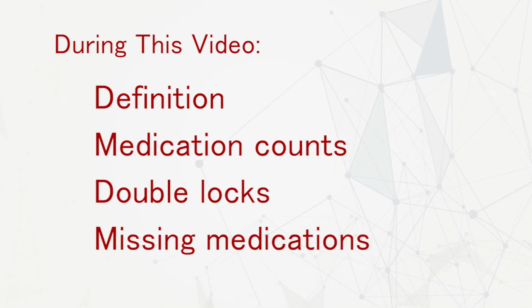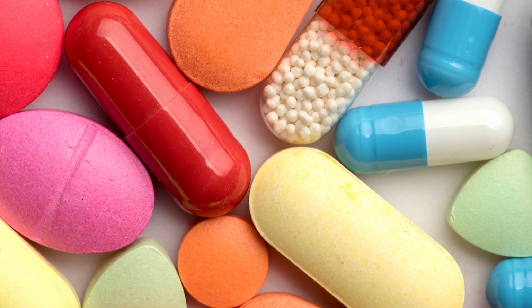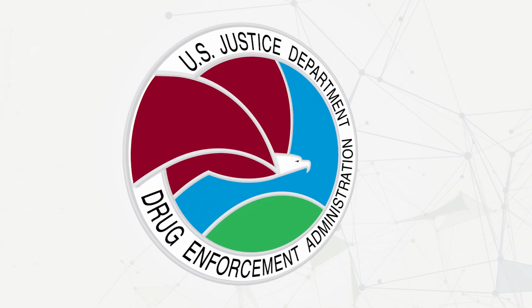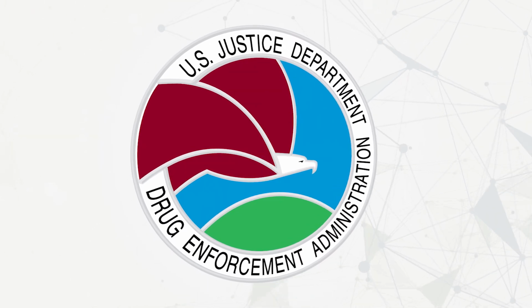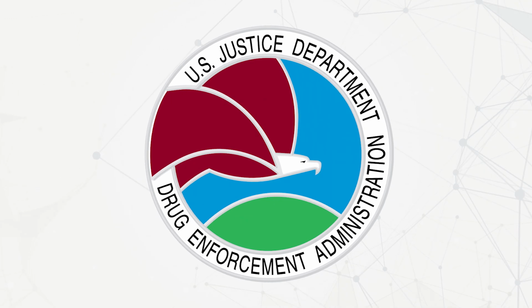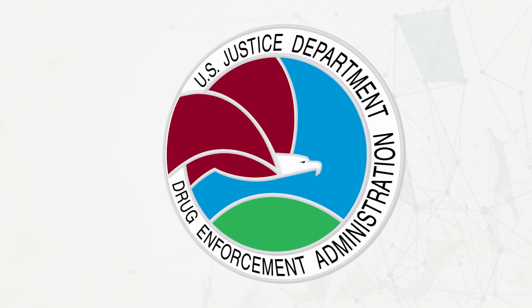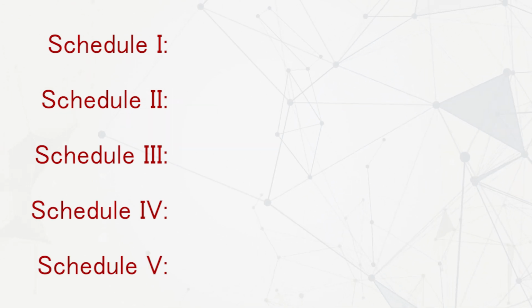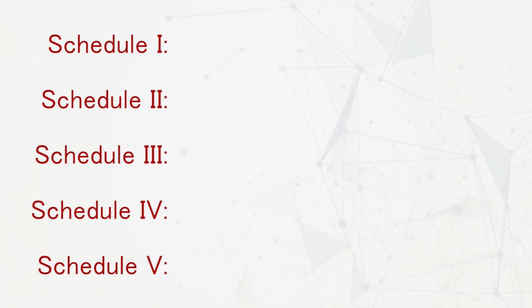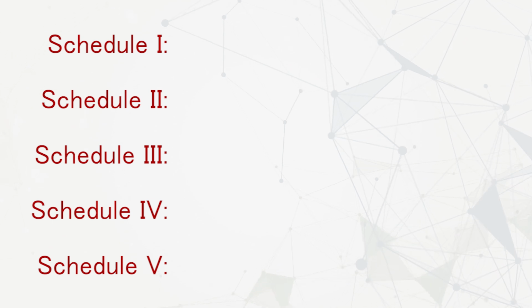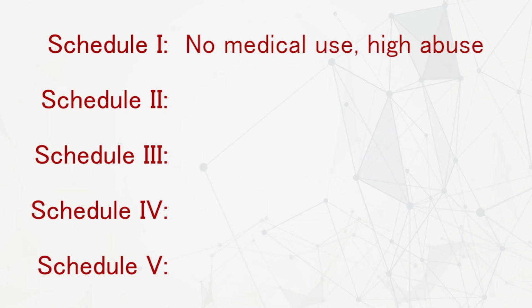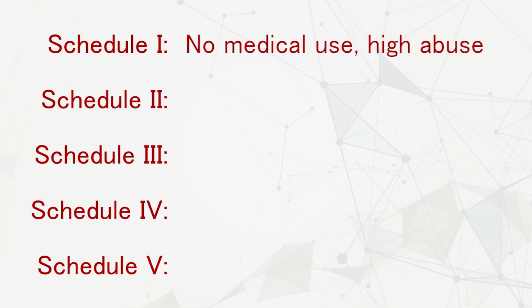Controlled substances are drugs that could have a detrimental effect on a person's health or welfare. These drugs are regulated by the federal government, and possession of them without an appropriate prescription is illegal. Controlled substances are categorized into one of 5 schedules. Schedule 1 controlled substances have no accepted medical use, are considered unsafe, and have a high potential for abuse.